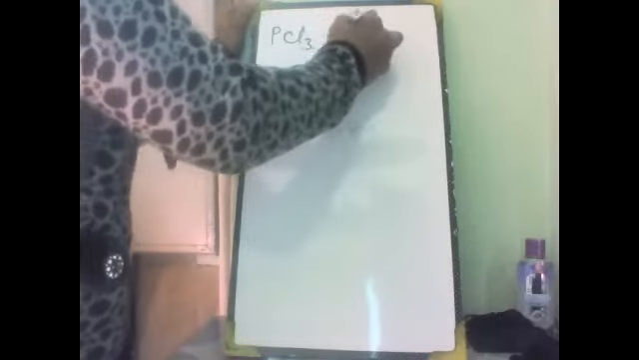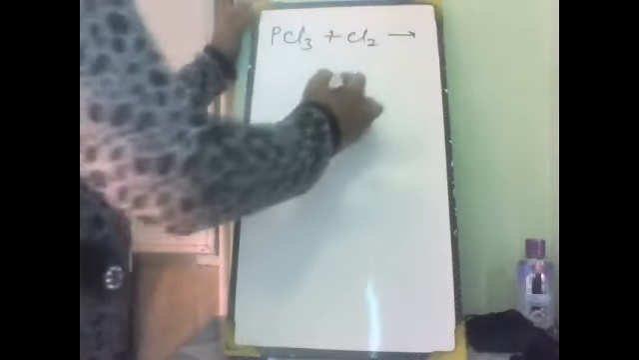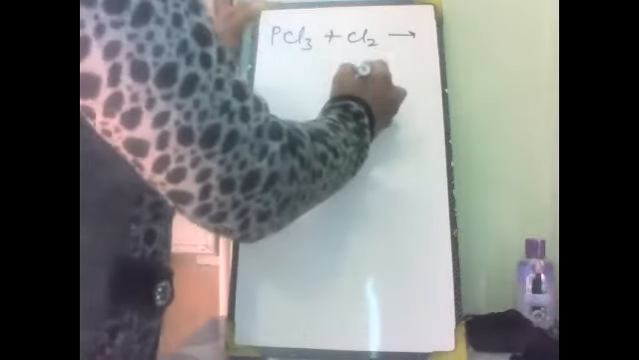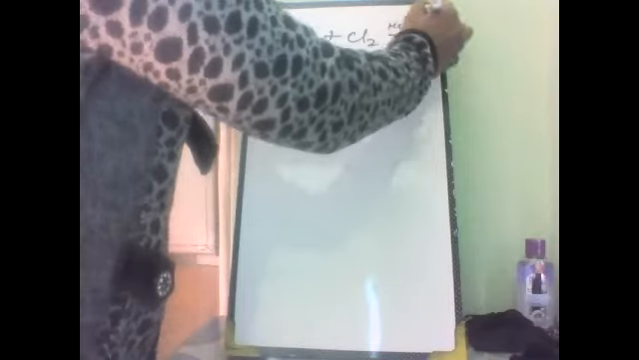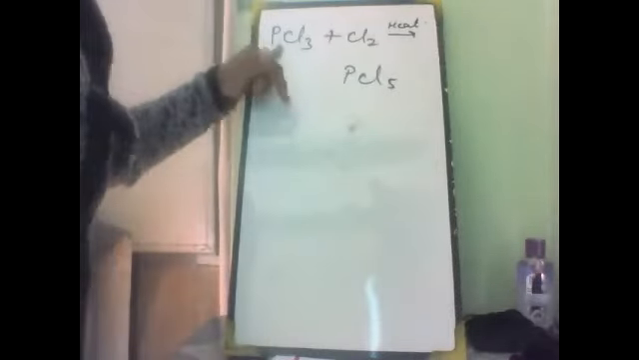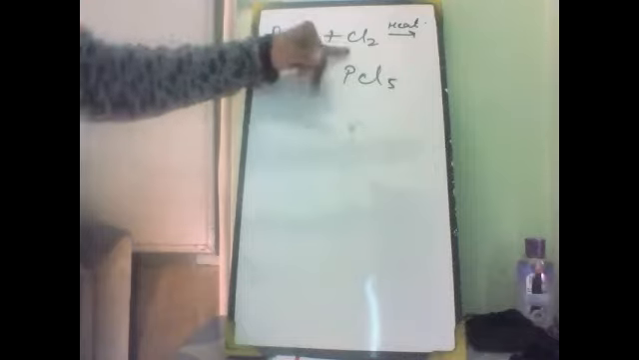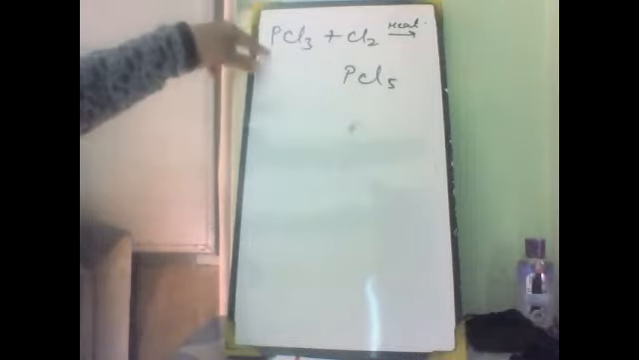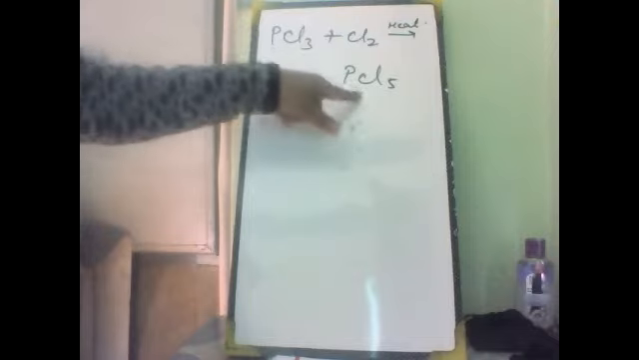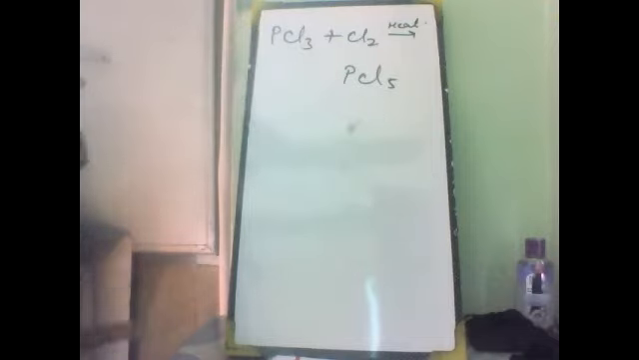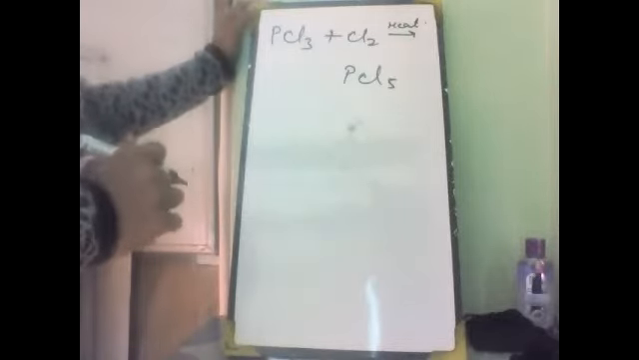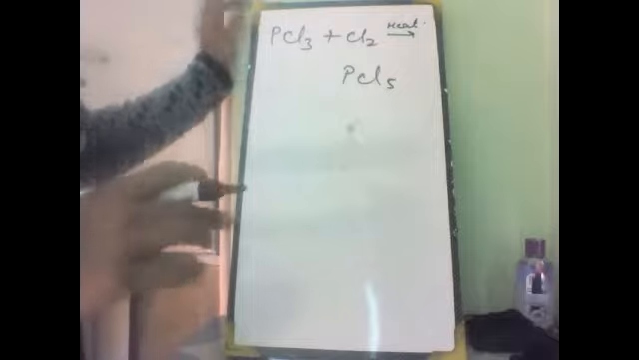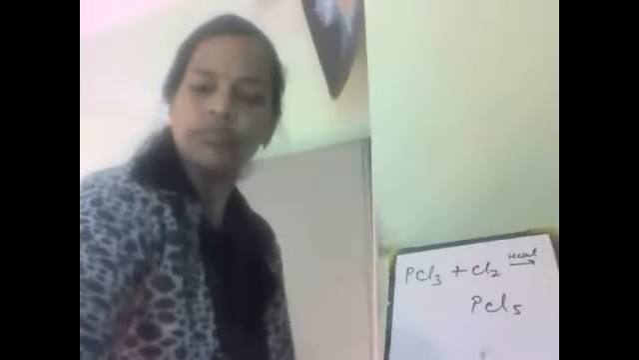When phosphorus trichloride reacts with chlorine, it changes into phosphorus pentachloride on heating. So phosphorus trichloride reacts with chlorine to form phosphorus pentachloride. Here the valency of phosphorus is 3 and here the valency of phosphorus is 5. Another condition is when both the reactants are in compound form.